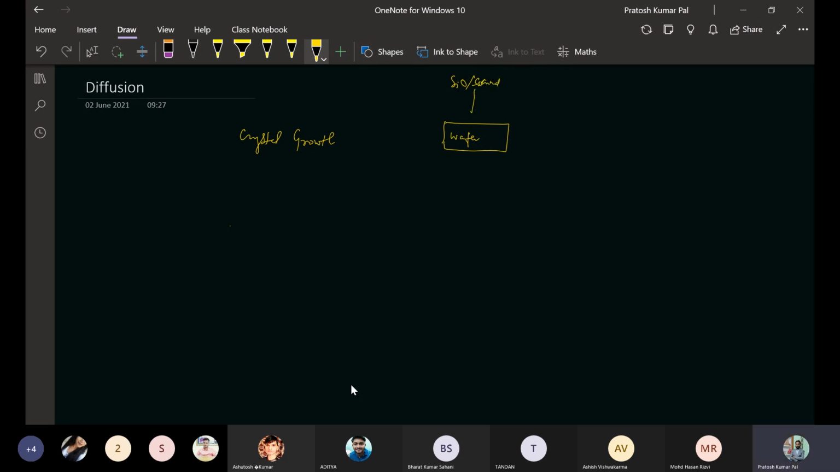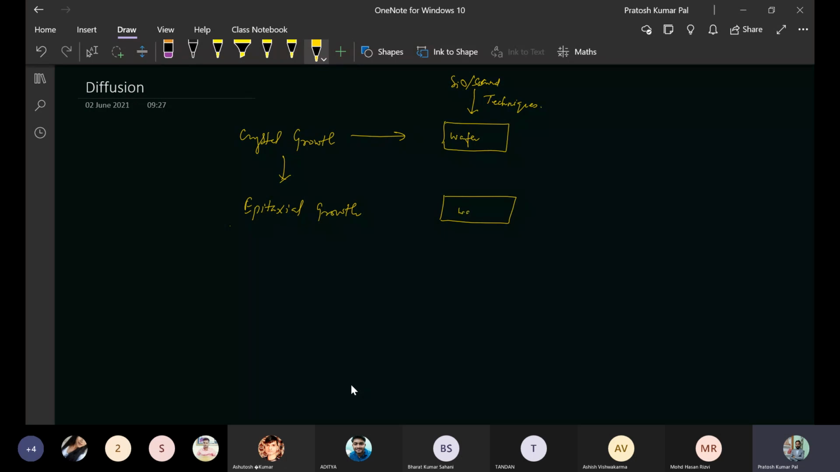We have sand. By using these crystal growth techniques, we have obtained the wafer. This is done by this crystal growth method. After that we have gone for epitaxial growth. In this epitaxial growth, we have a wafer, which we have grown with the previous step, that is crystal growth.